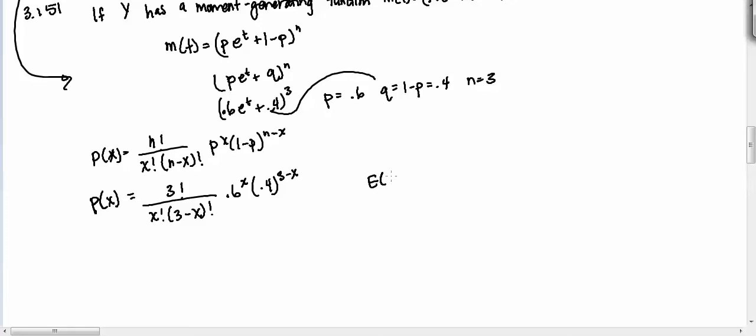That would give me an expectation value of 3 times 0.6. I apologize, I didn't do that off the top. I didn't do that calculation yet, but I think that would be 1.8. And the variance of x would be 3 times 0.6 times 0.4. Honestly, off the top of my head, without my calculator, I don't know if I can figure that out right now.